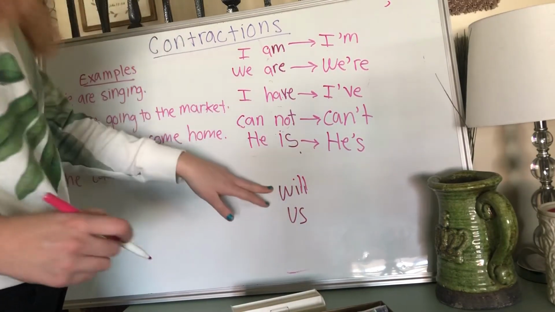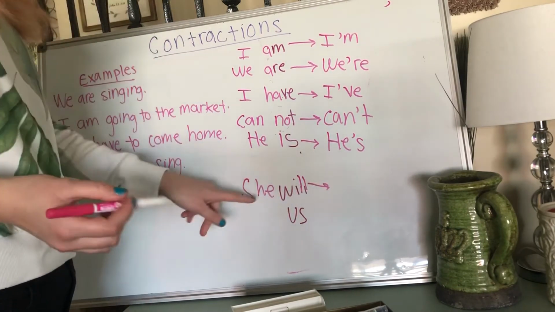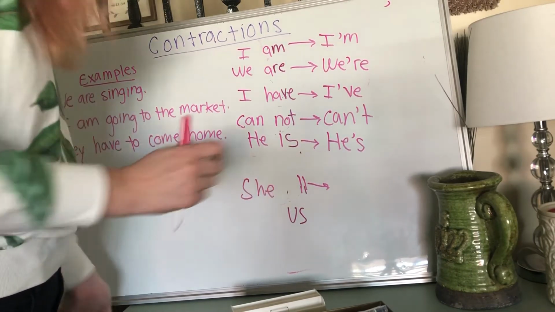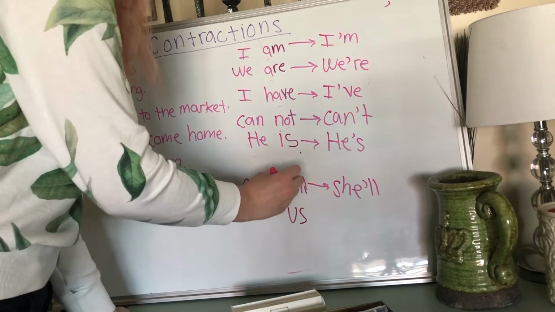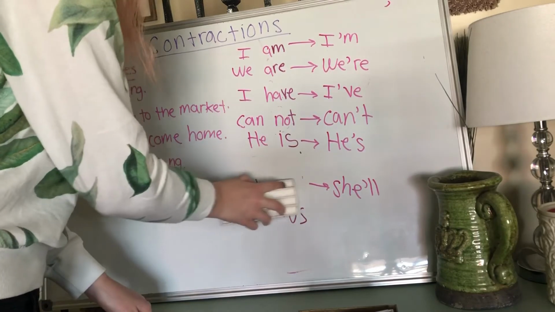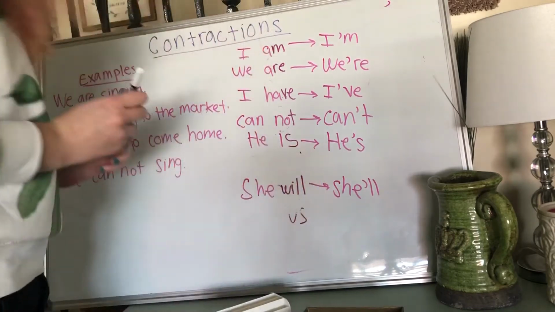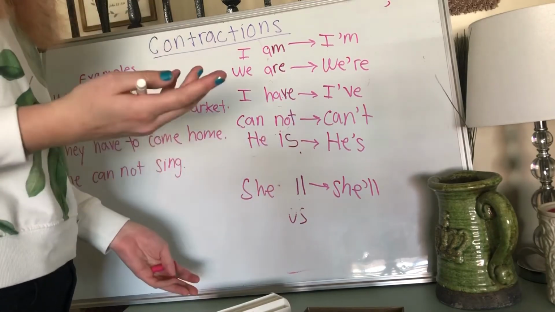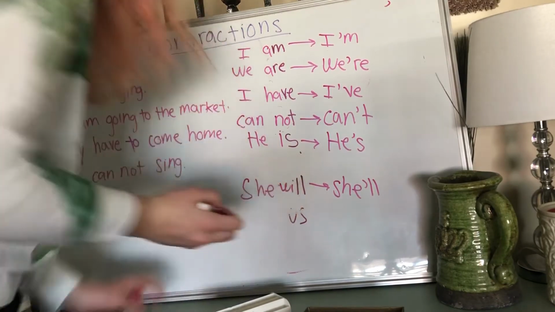Will, okay? Let's say we have she will. In this case, we're going to get rid of the W and the I. So then we have she'll. Oh dear. Let's fix this. We have she will, our apostrophe replaces the W and the I, so then we'll have she'll. So she will go to the market would be she'll go to the market. So our apostrophe is replacing our W and our I.